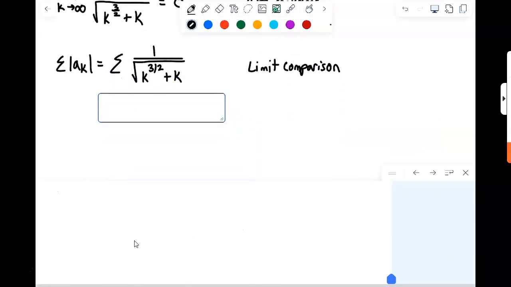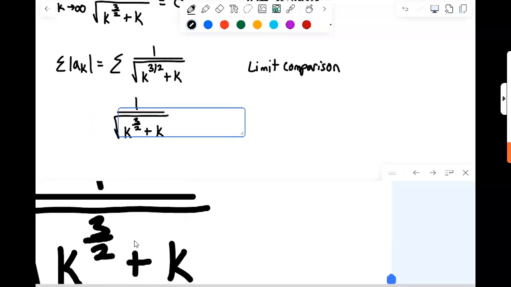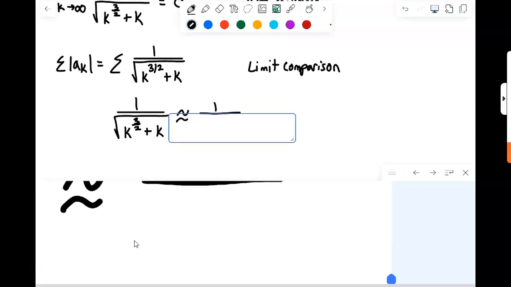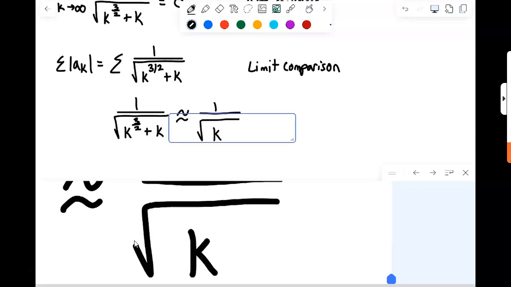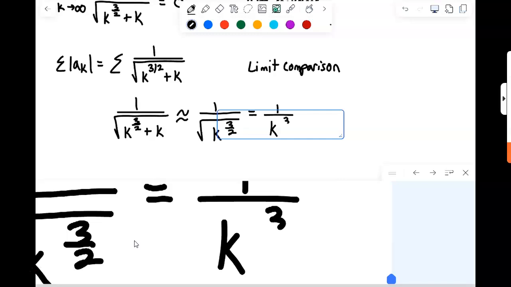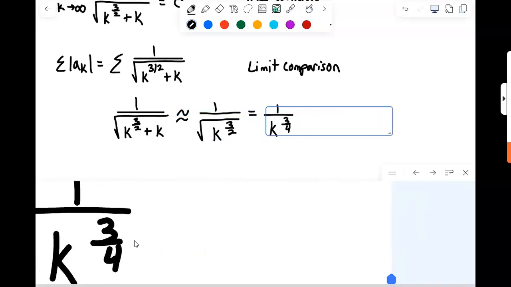Remember with the limit comparison test, we say, okay, as k gets really, really big, the only thing that's going to matter in that denominator is the largest power. If k gets really, really big, this is just going to be the same as 1 over the square root of k^(3/2). But that would be the same as 1 over k^(3/4), because taking the square root is the same as raising it to the 1/2 power. And so we have 1 over k^(3/4).